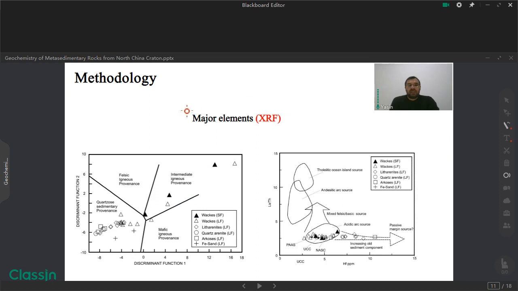Major element analyses are mostly done by XRF, and these are the Cordero diagrams in which we can plot our data, and these are the different areas which can help us to identify provenance. So previously, as I told you, the provenance can be identified by quartz, feldspar, and rock fragments, but also from major elements we can identify it. Same as this, another diagram can also help us to identify provenance by major element analysis.